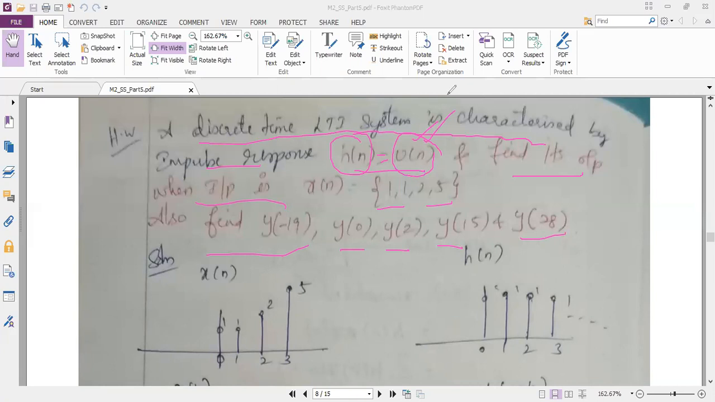And what is the uniqueness in this problem? Can anyone tell? What is the uniqueness? H of n is 1, ma'am. H of n is u of n, but for other problems also, h of n was u of n only. In x of n, I want you to just analyze and tell me what is the uniqueness in x of n. I think my question is clear to everyone.